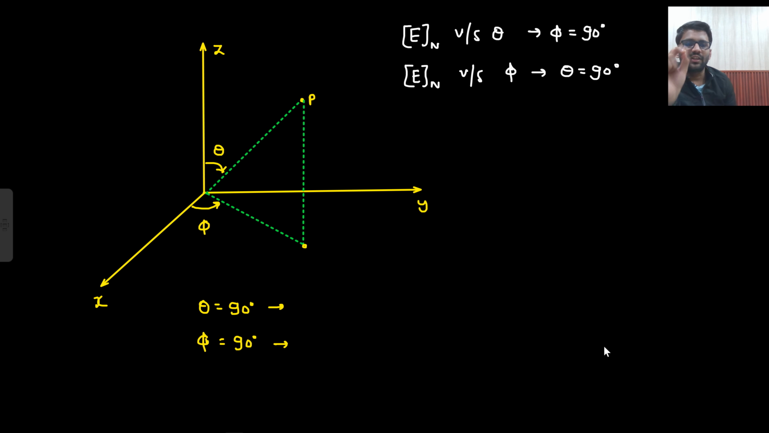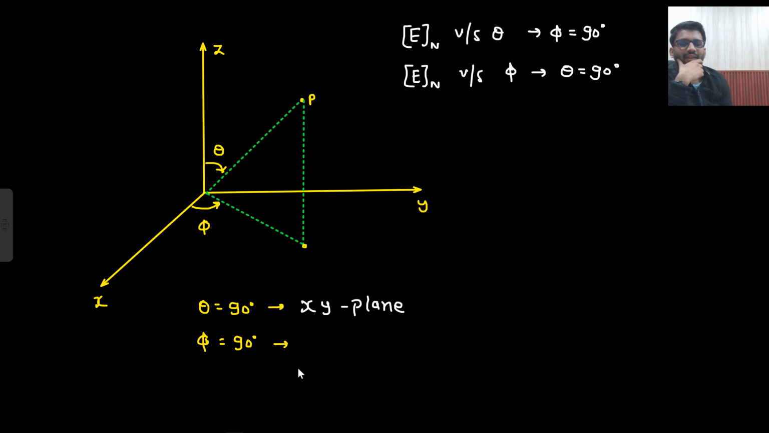So what do you think? What is theta equals 90 degree? Theta equals 90 degree. That is your xy plane. Say yes or no? Theta equals 90 degree is your xy plane. From the z axis you need to go 90 degree, so that is your xy plane only. So theta equals 90 degree is your xy plane.